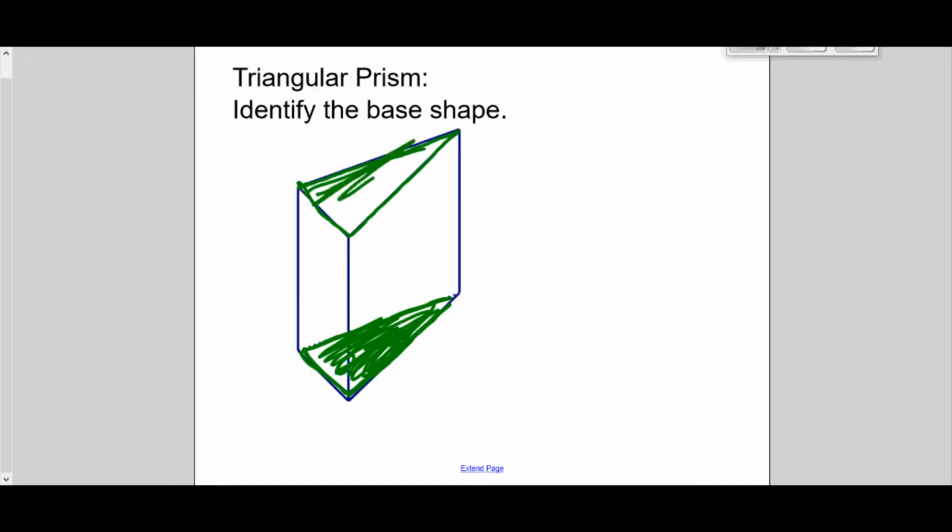So these triangles are congruent. They would be the exact same triangle. The only difference is that they're separated by this height here. So this could be the height. So in a triangular prism, the base shape is a triangle. So remember, this would be your height, but your triangle is going to have its own height. So like if this was perpendicular to the base, this would be your height in that triangle, and this would be the base of the triangle.